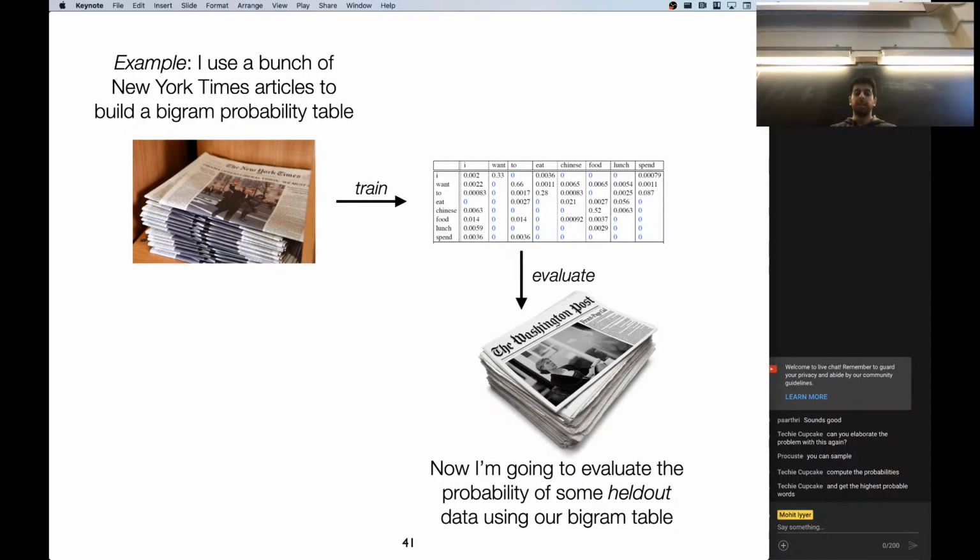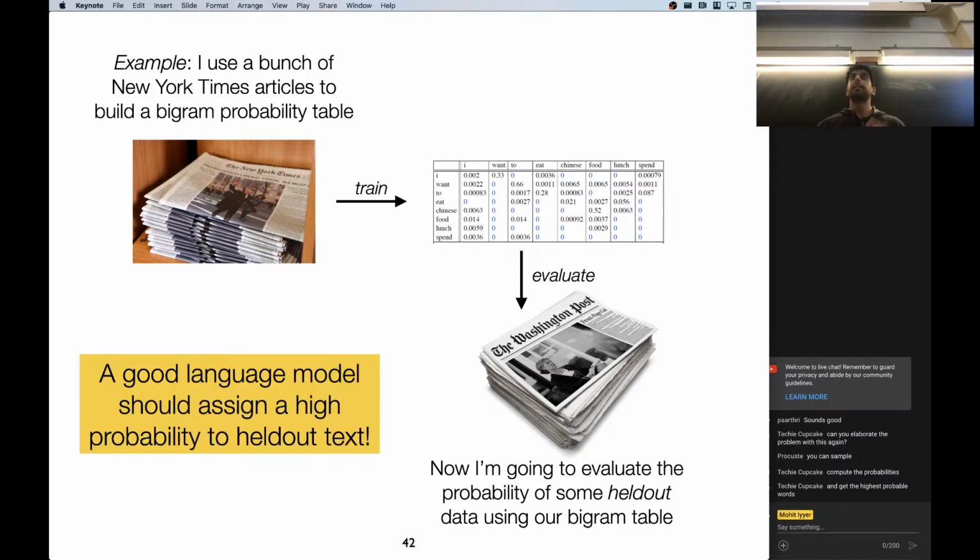So what we might want to do is evaluate our language model by computing the probability of some held out text. So some test sentences or text that the model did not see when we were counting and dividing, right? So if I use the corpus of the New York Times, the Washington Post as a test set, obviously we would want the model to still assign high probability to these articles. So does that actually happen is the question. The key insight here is that a good language model should assign high probability to naturally occurring text that it has not seen before. Does that make sense?